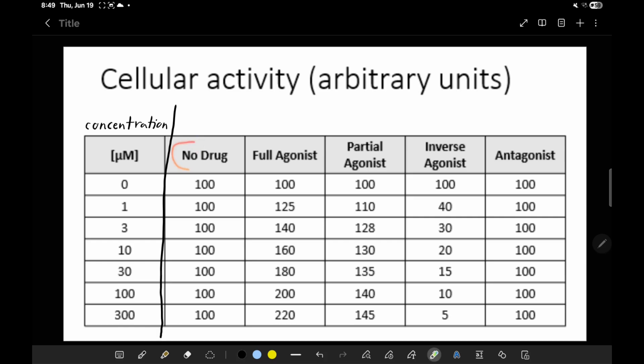First condition is no drug. So if you're not adding a drug, concentration doesn't really matter. And as you can see, when you don't add a drug, the constitutive activity of your cell is at 100, and this doesn't change.